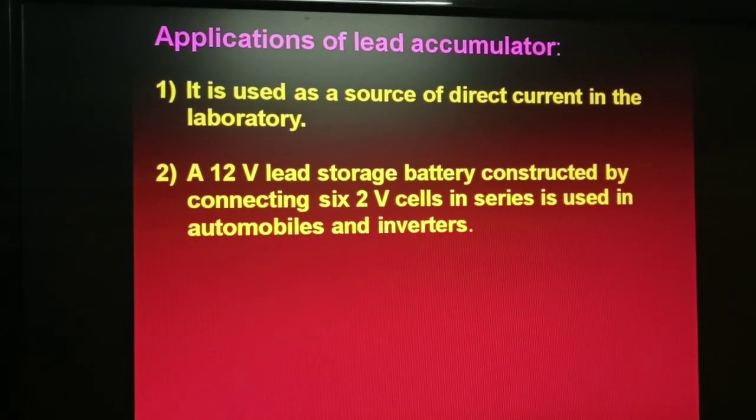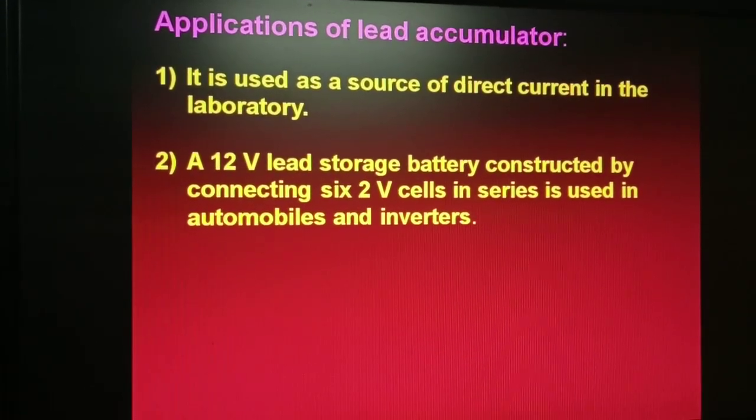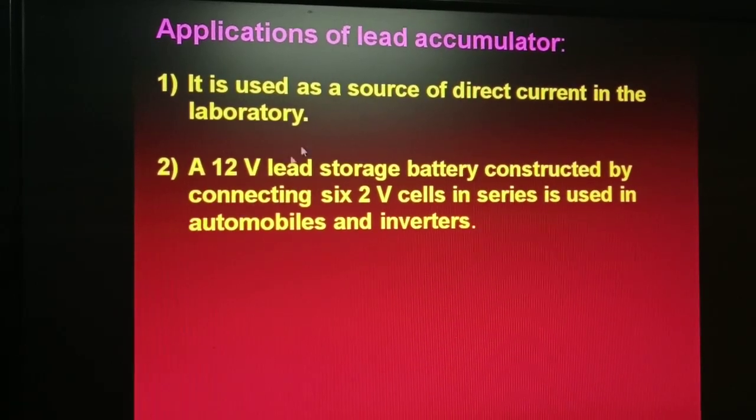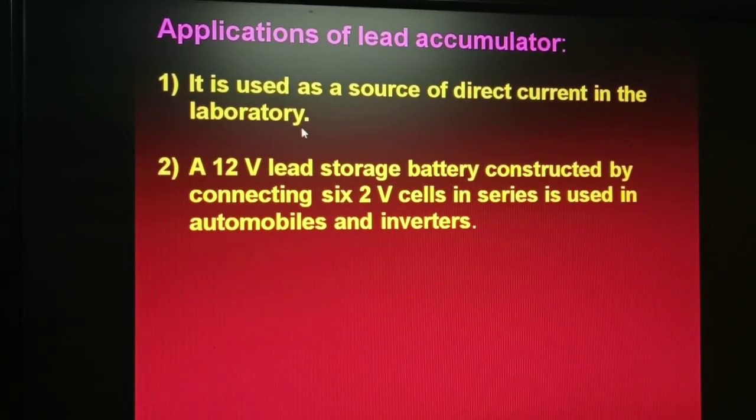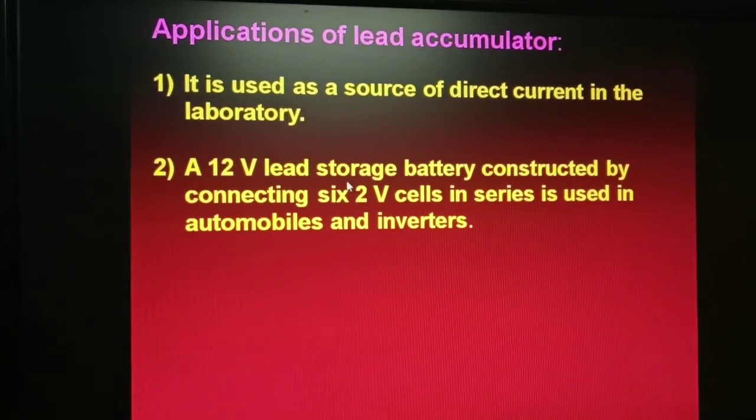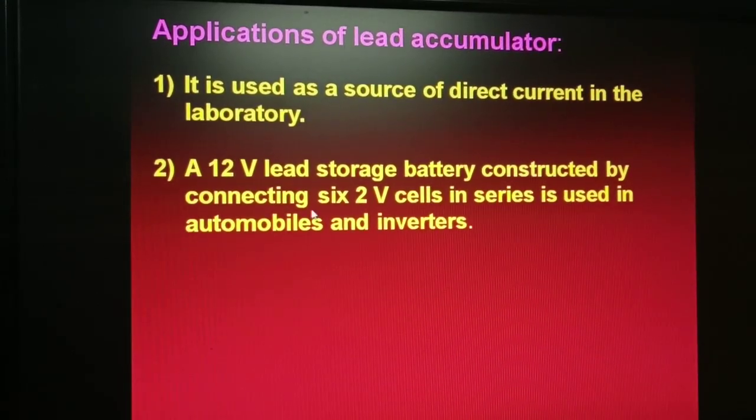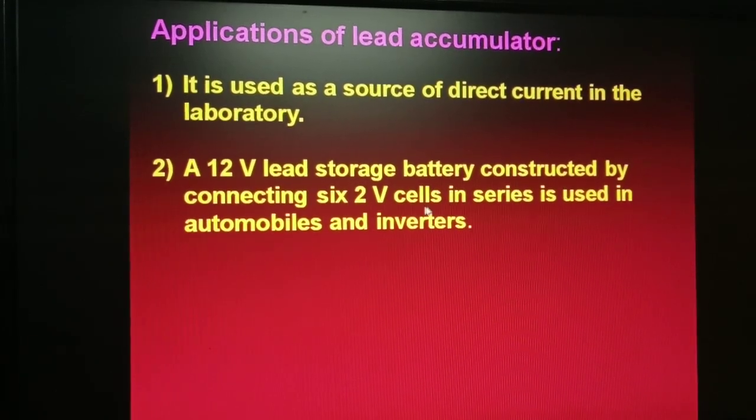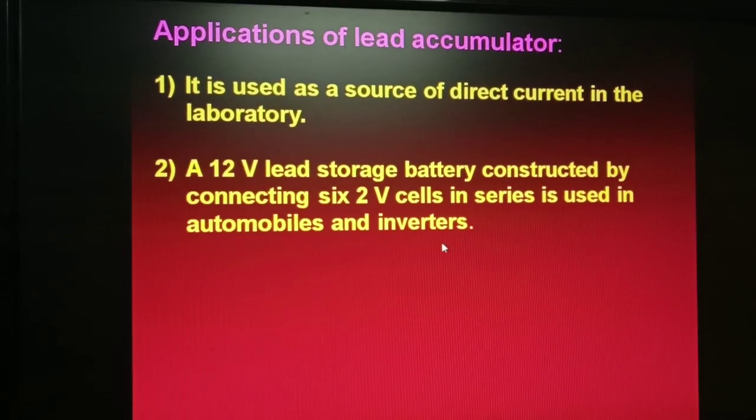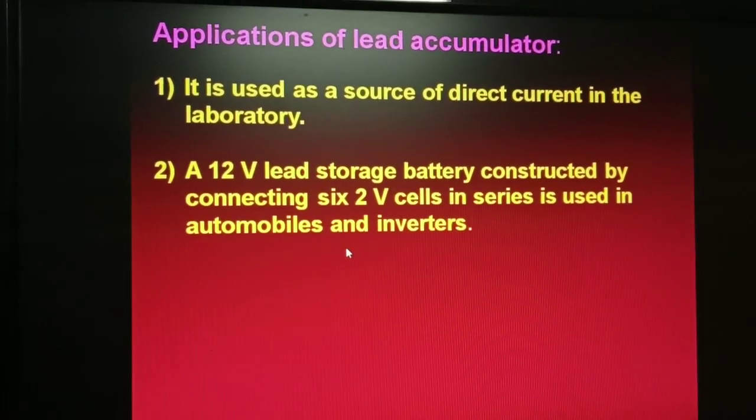Now let us see the applications of the lead accumulator. It is used as a source of direct current in the laboratories. A 12 volt lead storage battery is constructed by connecting 6 cells of 2 volt in series, and it can be used in automobiles and inverters.